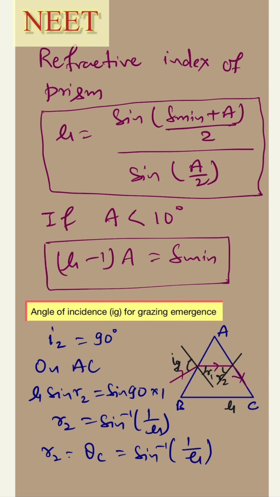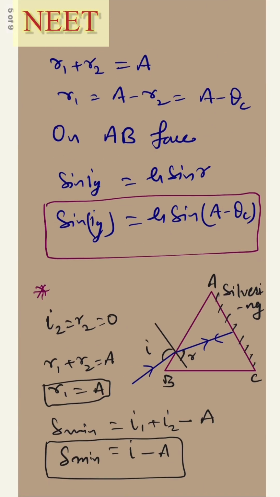So this is a TIR condition, you can say. R2 we consider as the critical angle, theta C, which is sine inverse 1 by mu. So this is the condition of grazing emergence. Now, as we know, R1 plus R2 is equal to A. So R1 is equal to A minus R2, and R2 is equal to critical angle. It means R1 is equal to A minus theta C.